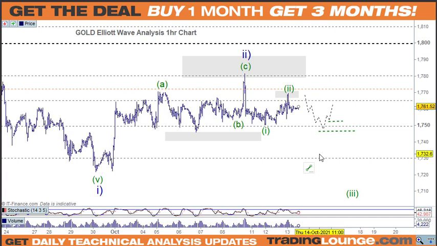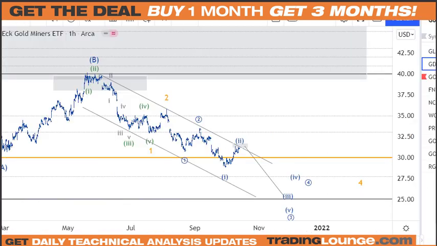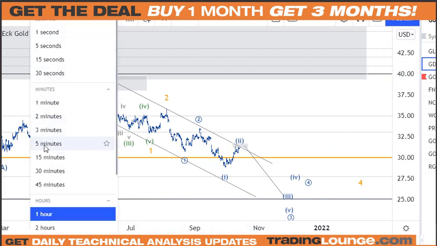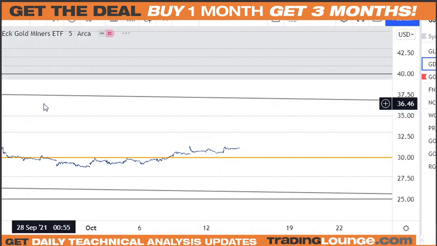It should be interesting to see over the next 2 sessions at least what's going to happen to GDX, and we'll probably focus in a little bit more on that too. Going back to GDX here, we need to really understand this little rally here on the 1 hour at the moment. So we could go to 5 minutes to see what it looks like on 5 minutes.